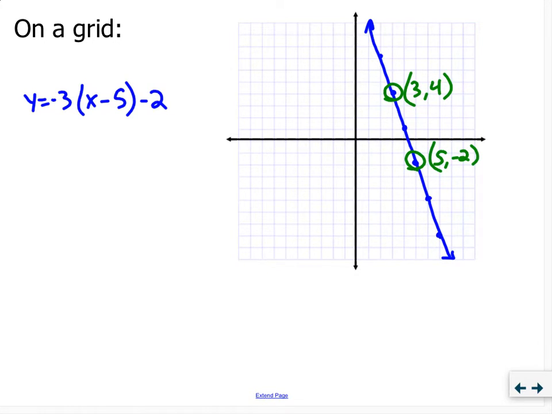So hopefully you found that the point-slope form of an equation is a very helpful one, especially when writing the equation of a line. I love point-slope to write my equations.